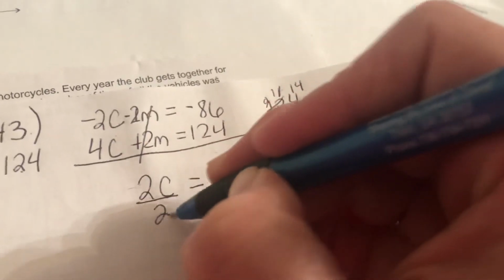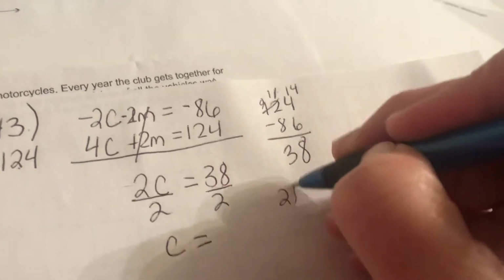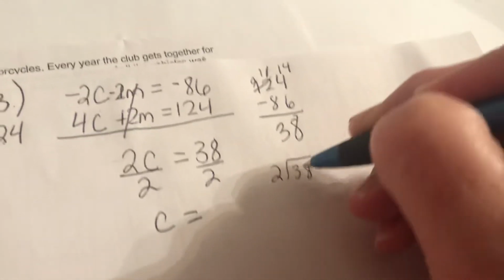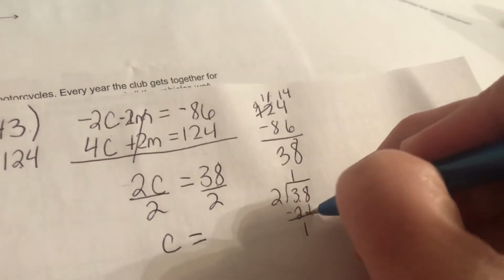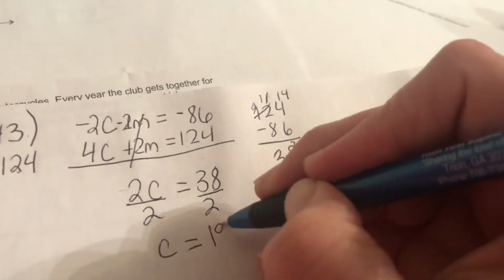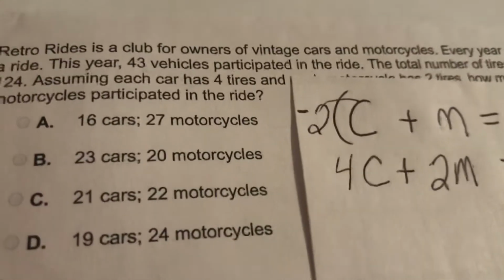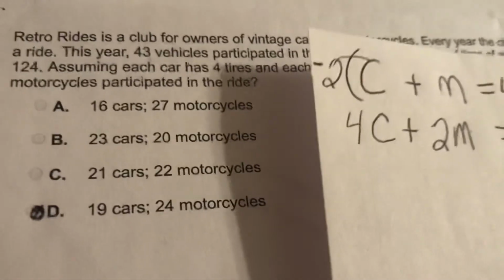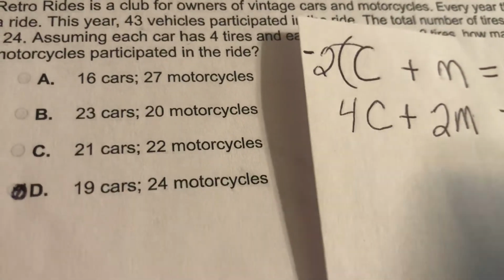I'm going to divide by 2, and I see that C is going to equal, well, if I have to do this division by hand, 2 goes into 3 once. 2 goes into 18 9 times. So C equals 19. So I look at my answer choices, and I only see one answer down here that has 19 cars, but I'm going to just double check myself and make sure I get 24 motorcycles.